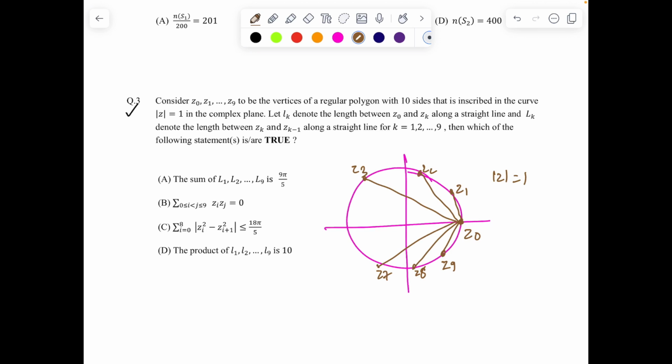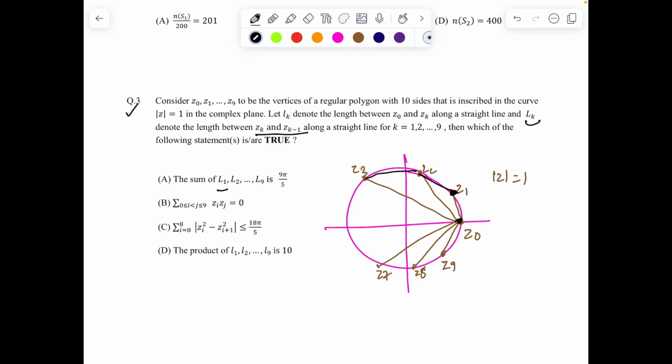Again, if you see, this is a standard problem, similar to one that already appeared in Advanced before. Lk denotes the distance between Zk and Zk minus 1. So L2 denotes the distance between 1 and 2, and so on, along a straight line. The sum of L1 plus L2 up to L9 is 9 by 5. So what is L1? By the definition, capital L1 represents the distance between 1 and 0. So this distance, right? Similarly, L2 is the distance between 1 and 2. Now clearly, what is this sum of distances?